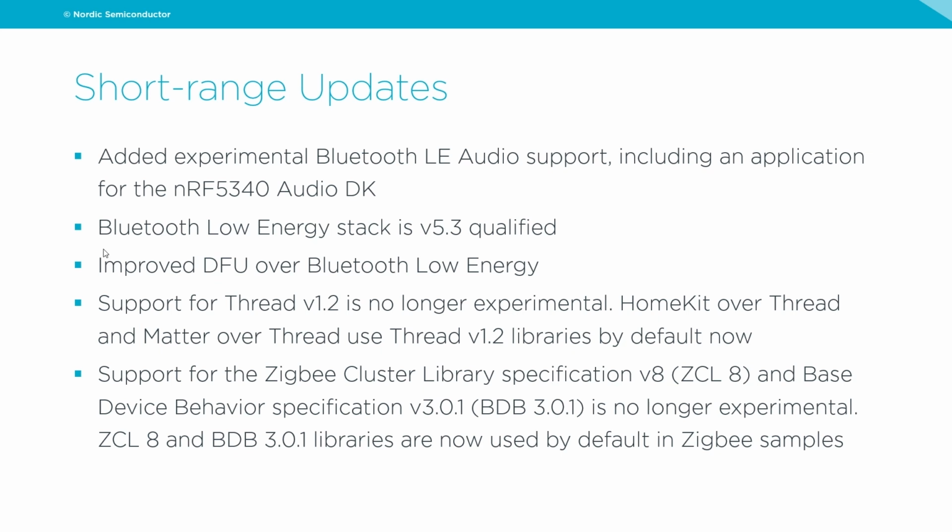And then when it comes to DFU, which is device firmware update, or we call it over-the-air device firmware update, we have made significant improvement when it comes to the speed when you use Bluetooth Low Energy as a transport. So the SMP, which is the Simple Management Protocol, which we use to transport images, both server and client side, has been improved and updated to give you a better performance when it comes to speed. We also have updates related to Thread and Zigbee that we will cover later.